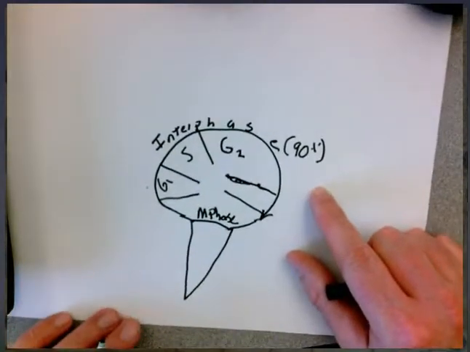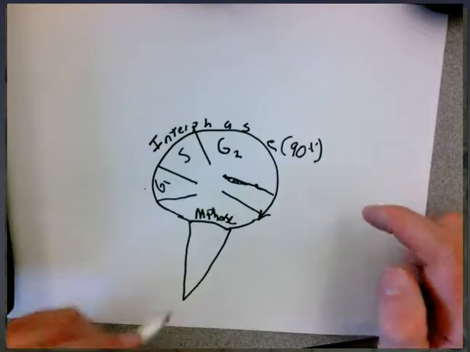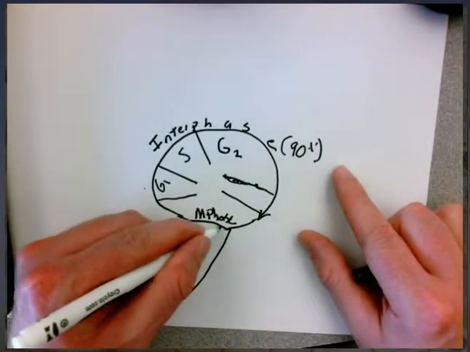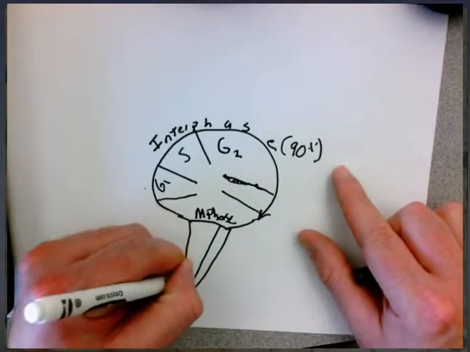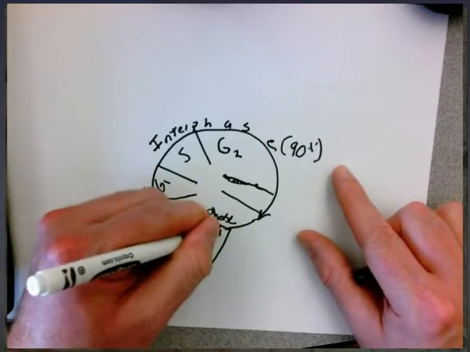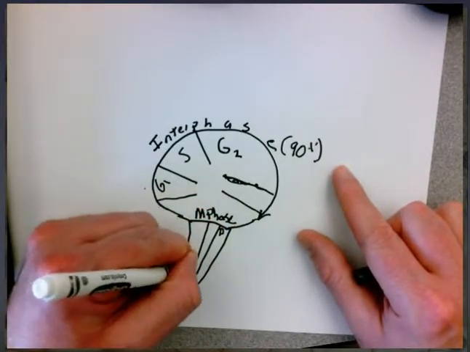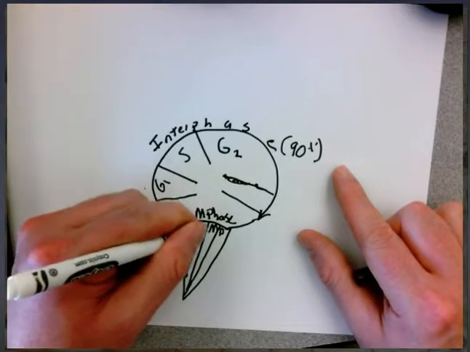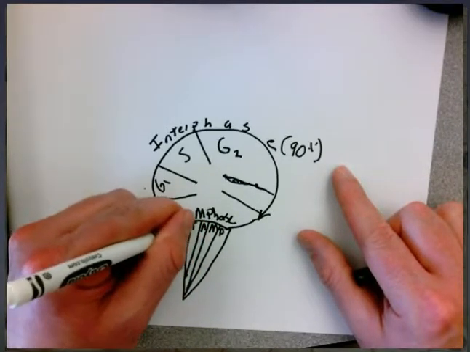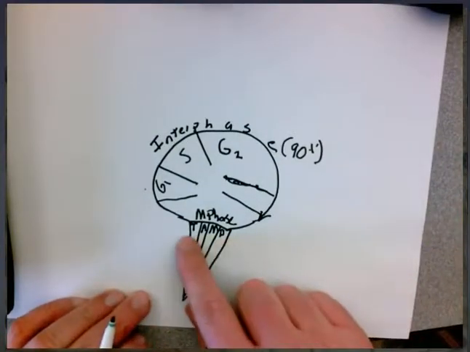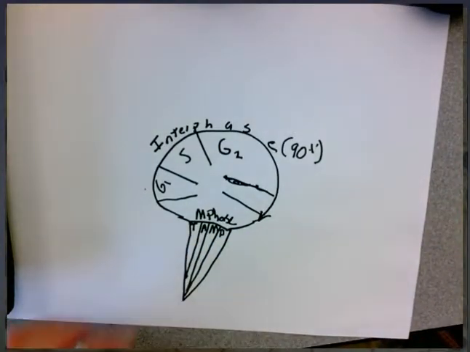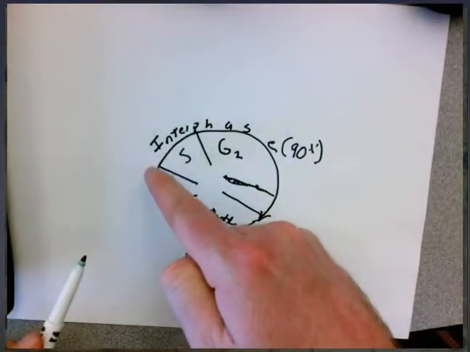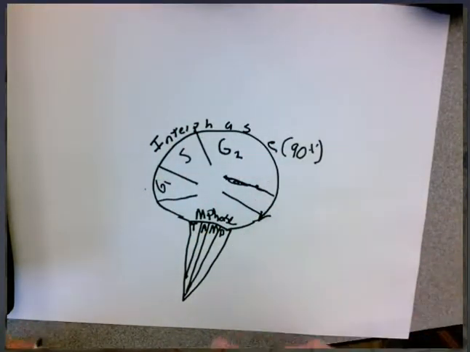And the M phase is going to deal with the process called mitosis. And mitosis has some stages of its own that we call prophase, metaphase, anaphase, and telophase. If you can remember PMAT, we can kind of remember that. But we're going to focus in on interphase right now.